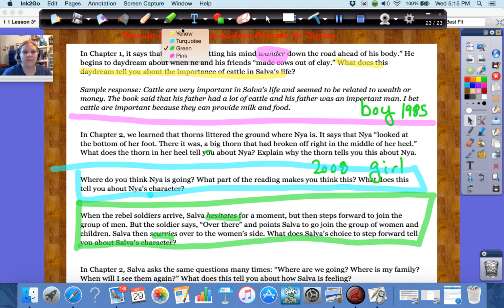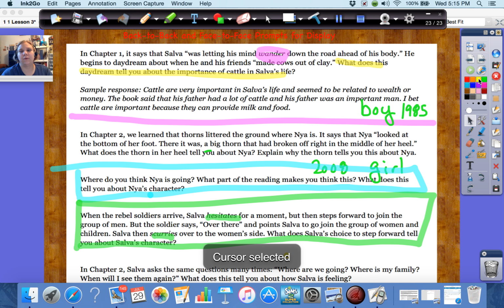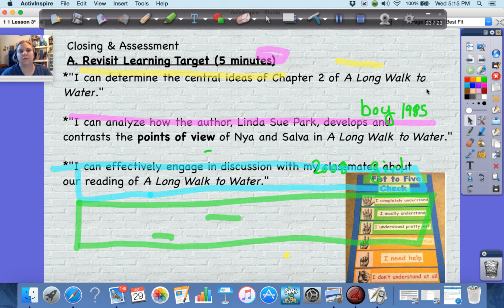And then the last one on here, in chapter 2, Salva asks the same question many times. Where are we going? Where is my family? When will I see them again? What does this tell you about how Salva is feeling? Okay? So these are the questions that would have been discussed. And again, think about your possible answers.